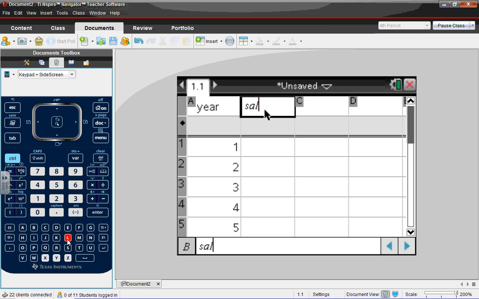Salary is lower than I like it. Are you saying celery or salary? Salary. She said celery.